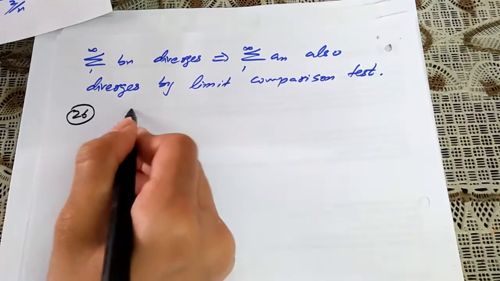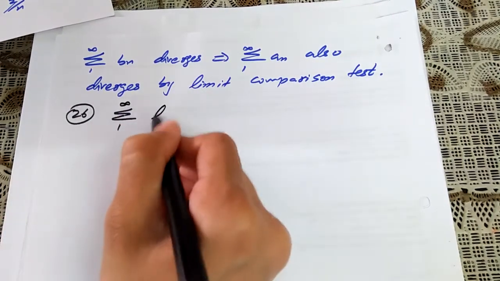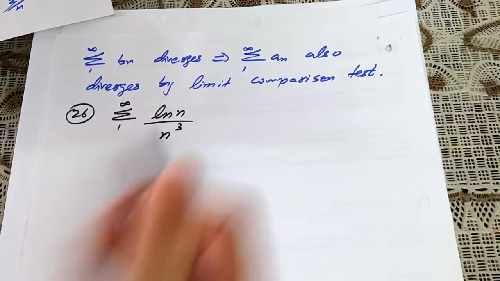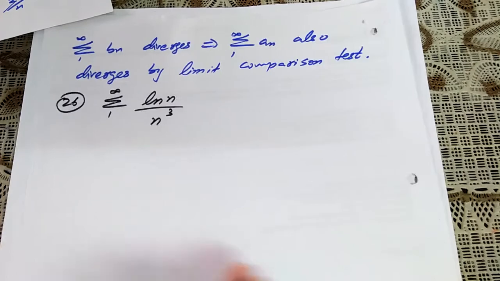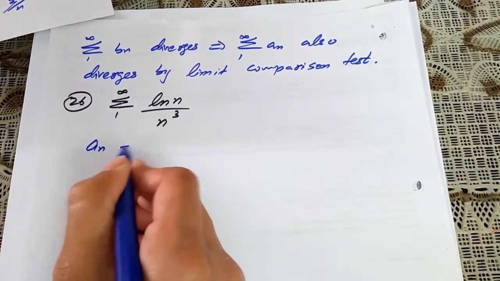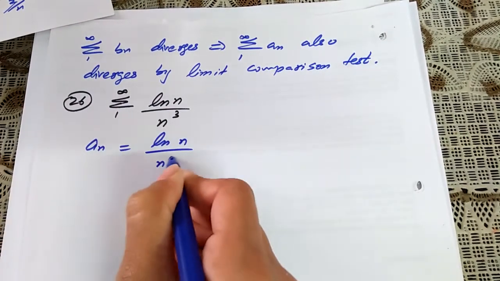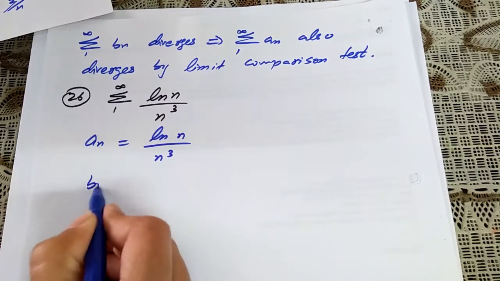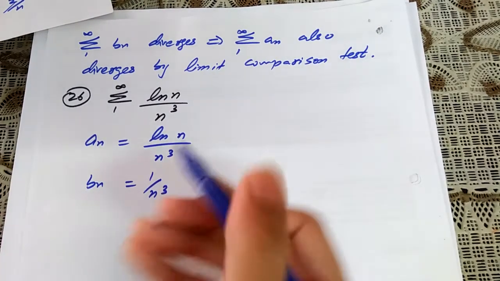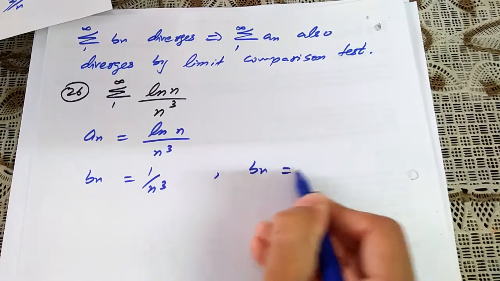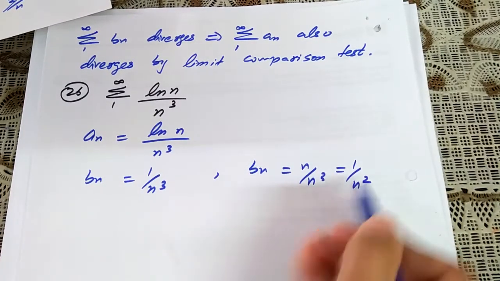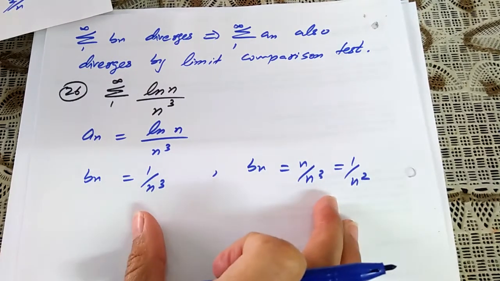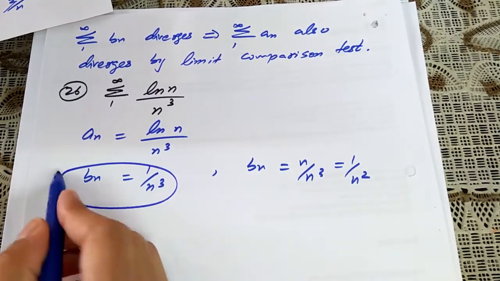Question number 26 is summation 1 to infinity ln n over n cube. Let an is equal to ln n over n cube. Here you can take bn is equal to 1 over n cube, or it's up to you. You can take bn is equal to n over n cube. This n over n cube is equal to 1 over n square. The answer will be the same. You can take any bn. I am taking this bn.